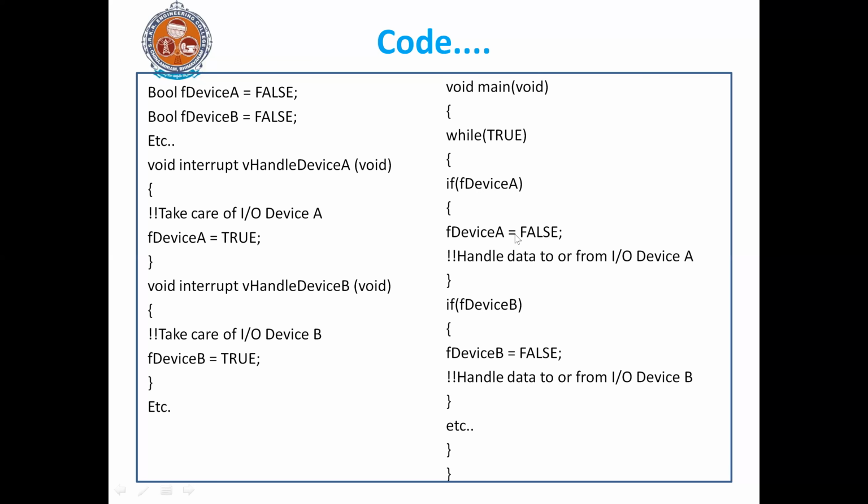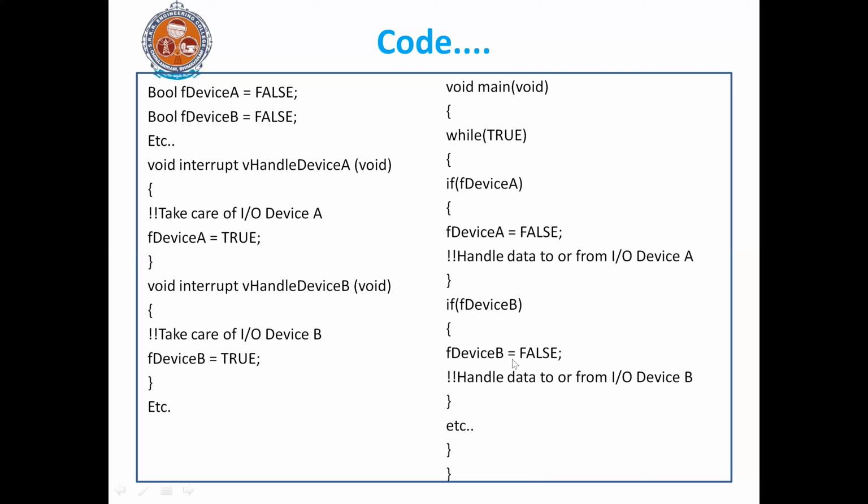Later, when it again wants service, it will again be set true in this interrupt routine. Once the service is handled here, we set the flag as false again. Then we handle the data to or from the IO device, so whatever device A wanted has been done, and the flag has been set to false. Similarly for device B, if F device B is true, then it will come here.